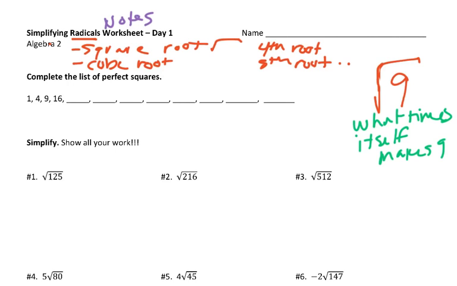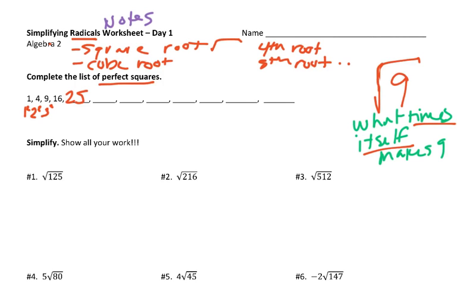Alright, so in order to get there, notice that we're saying times itself, and so we're going to end up talking about perfect squares, which are numbers times themselves. So for instance, 1 comes from 1 squared, 4 is 2 squared, 9 is 3 squared, and so we need to be very familiar with these numbers in order to get through what we need to do here.